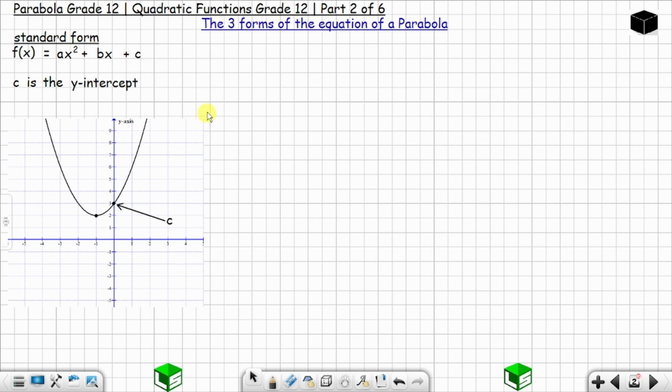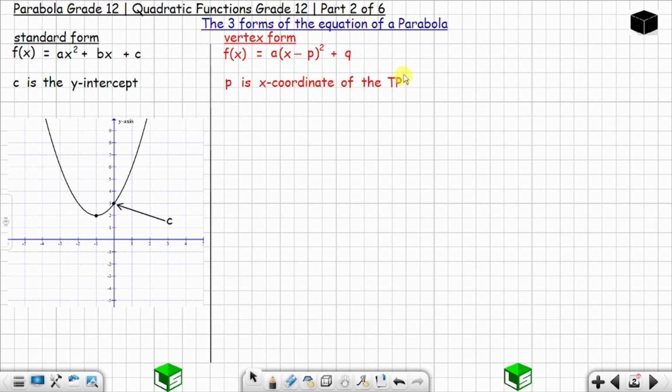The other form is known as the vertex form. It is when you are given the equation of a parabola in this form: f of x is equal to a, in brackets x minus p, close the bracket, squared, plus q. This is known as the vertex form. For this one, you have to know that p is the x coordinate of the turning point. You have to remember that.